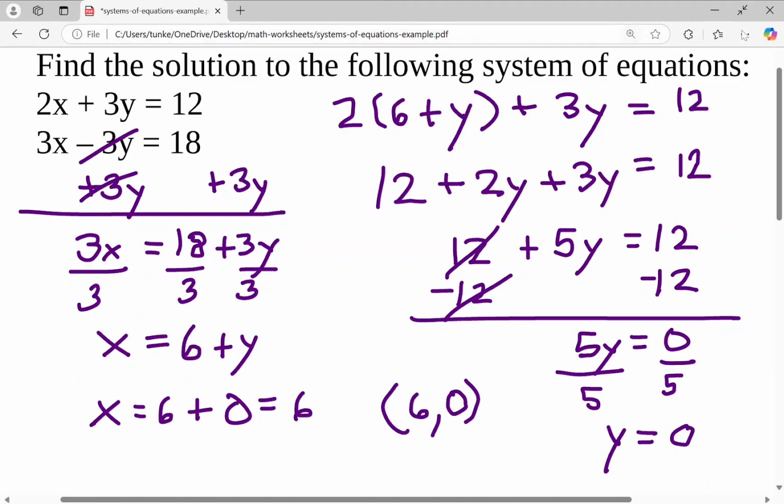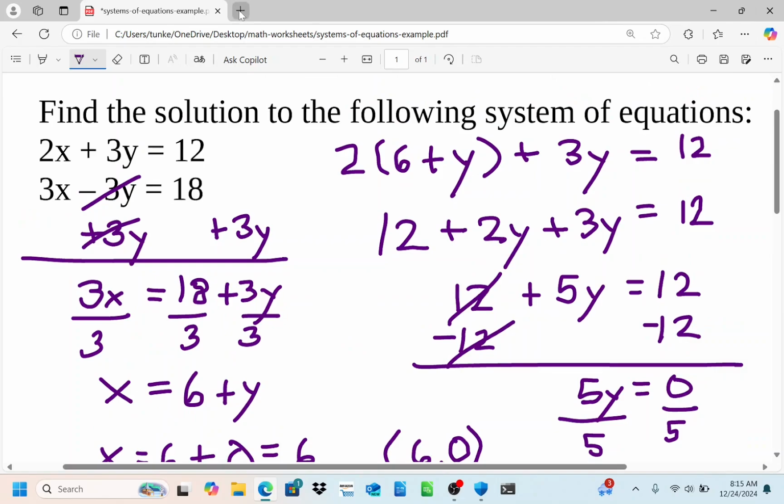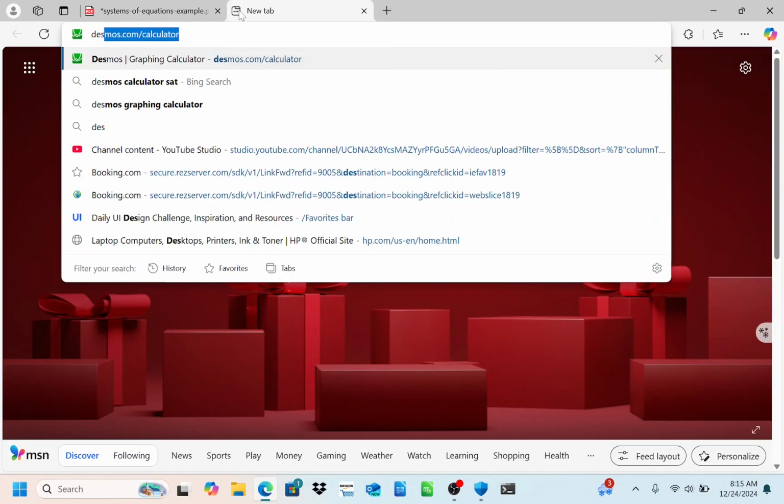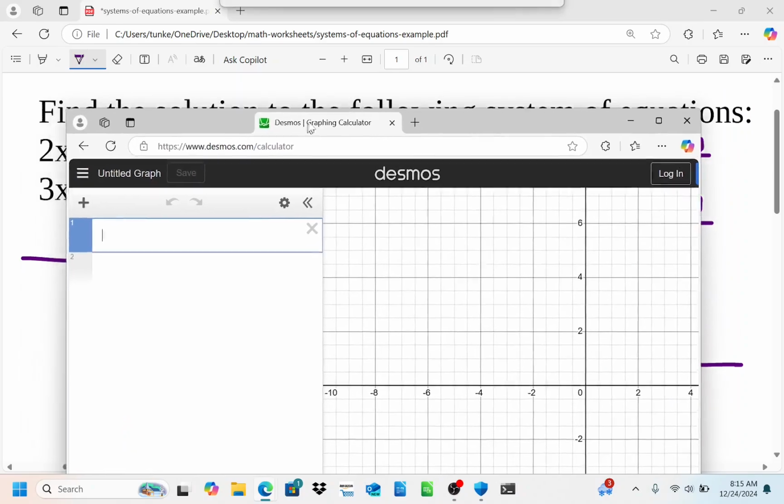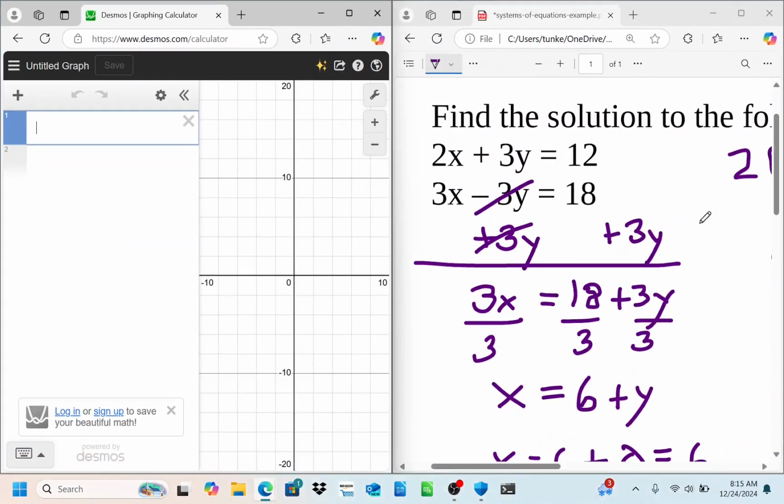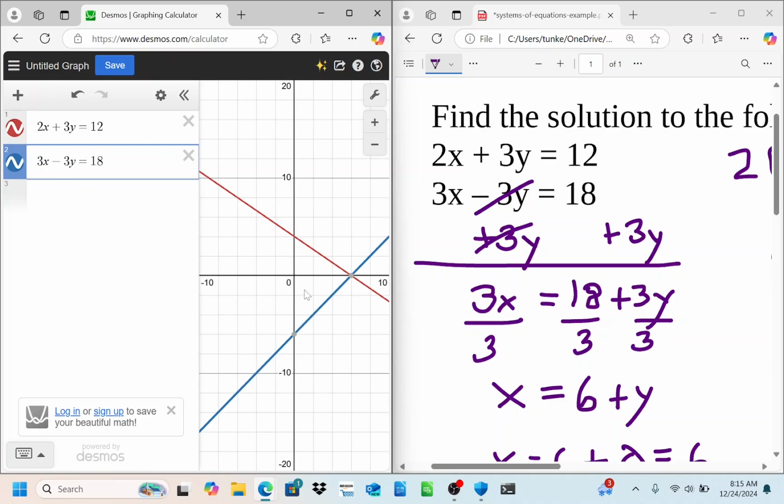Let's go out of full screen mode here, and let me open up another tab and search for the Desmos graphing calculator. What we're going to do now is type in both equations here: 2x plus 3y equals 12 and 3x minus 3y equals 18. We see this point of intersection here is the point (6, 0), which is the solution we got from the other two methods. So the last method using modern tools is the fastest.